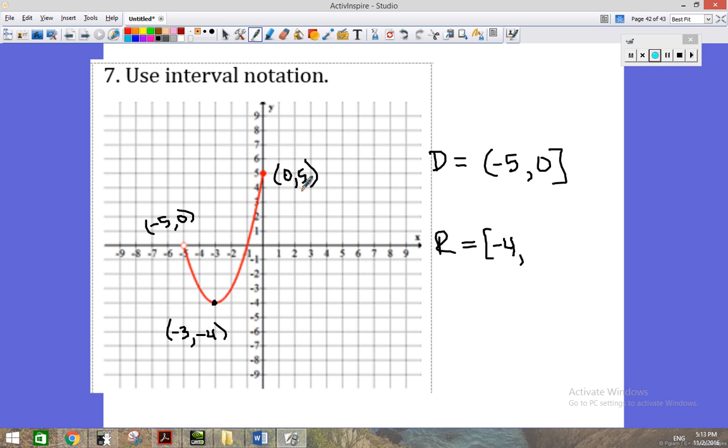The biggest y value is up here at 5. And that's a solid point. I don't have any point on this graph that's above that point. I have a few y's that are repeated, but remember, you don't list the repeats. So using interval notation, this is my domain and range for number 7.